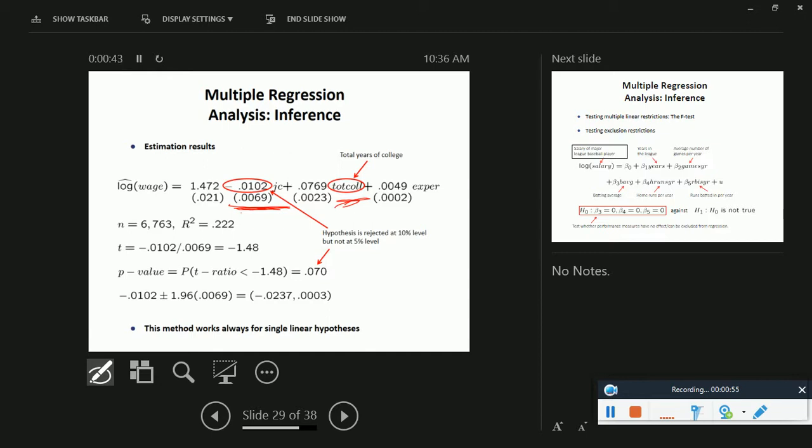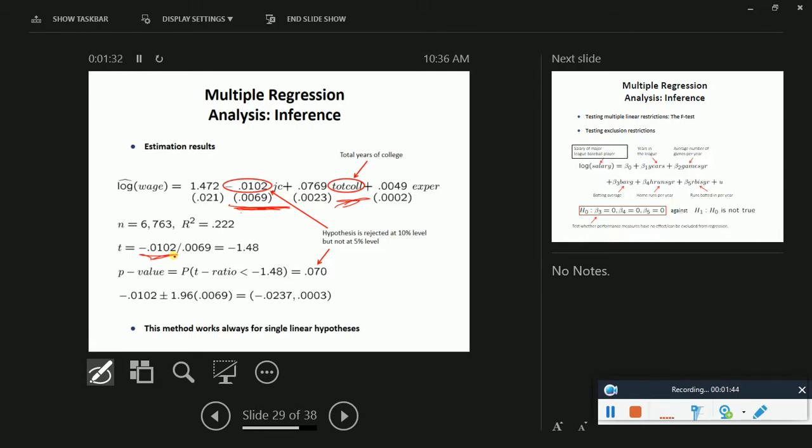So what they're trying to do is hypothesize whether attending junior college has any effect on the wage rate, right? If you see the coefficient of the junior college, it's 0.102. And by convention, the rule of thumb is, to test whether that has any effect on wage, we assume the null to be equal to what? Always assume it to be 0. That's by convention, right? So they are assuming that junior college has no effect on wage.